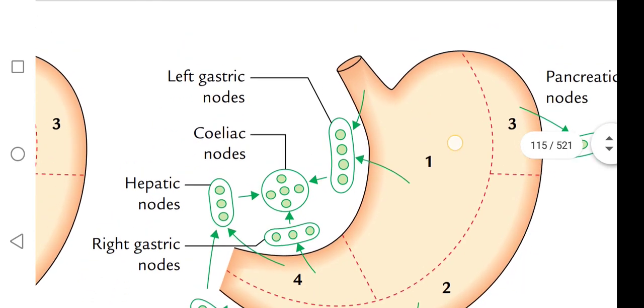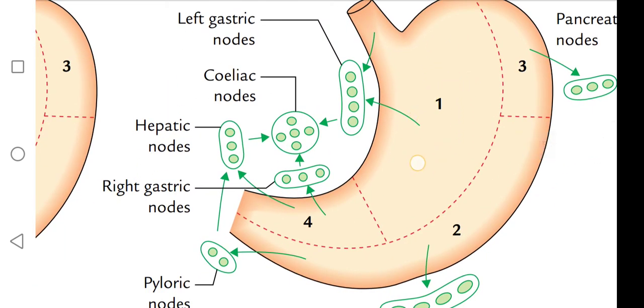This is area 1, which drains the lymph into the left gastric lymph nodes. These left gastric lymph nodes also drain the lymph from the abdominal part of the esophagus. This is the abdominal part of the esophagus. These left gastric lymph nodes drain the lymph from the abdominal part of the esophagus and area 1 of the stomach, which is the right upper two-third area.